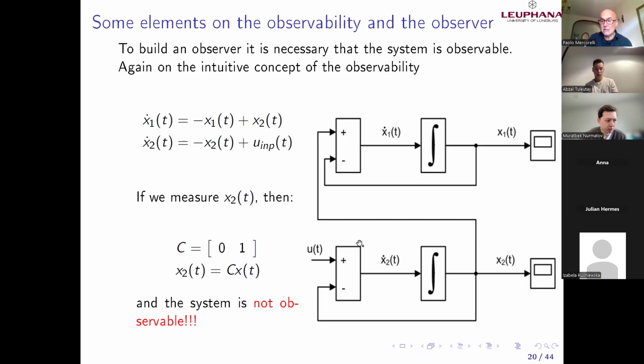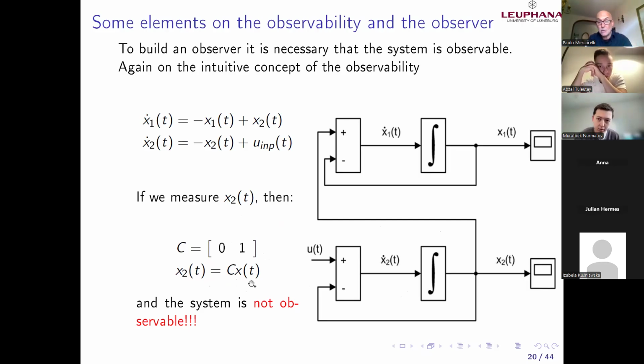If I do the same consideration for the second equation, I will build this one. I will go in depth next week. But just to understand the last sentence: if I measure the second variable, this means the matrix C is characterized by 0, 1, so I measure x2. I measure the second variable. x2 equals C multiplied by x. x is the vector, not written here for the sake of brevity, which consists of x1 and x2.